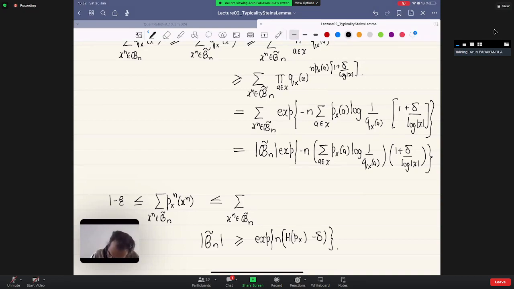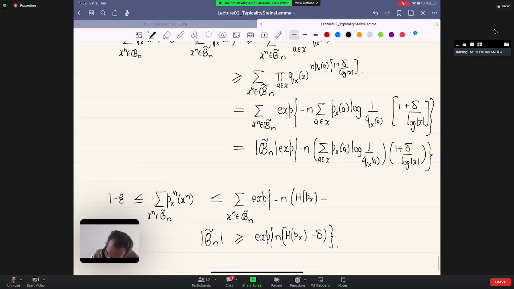So observe this. N times h of p, minus n times h of px, plus delta.